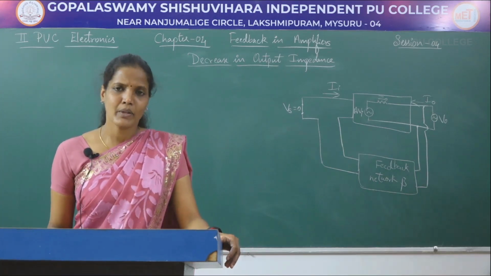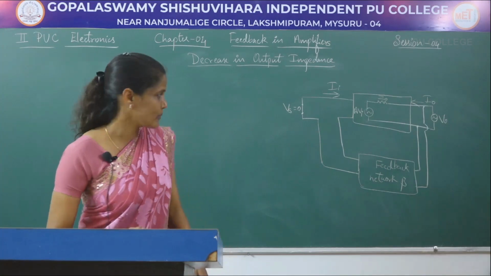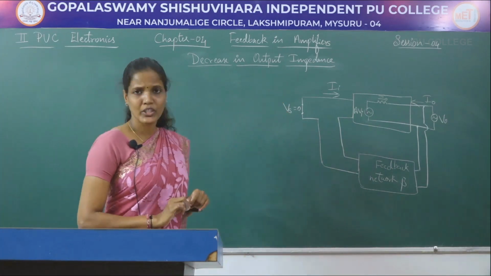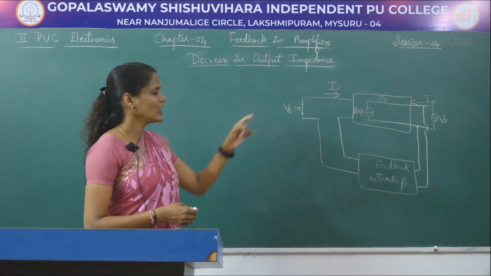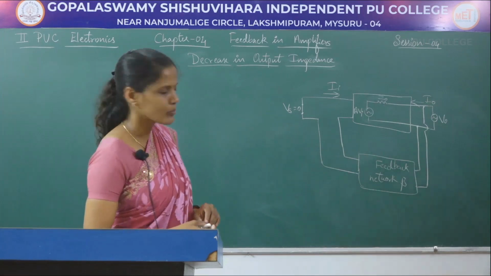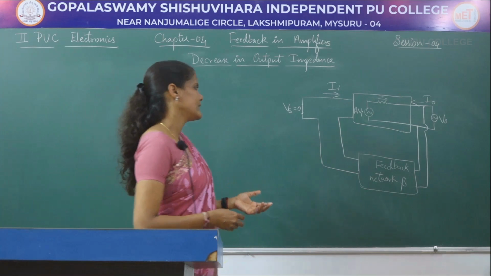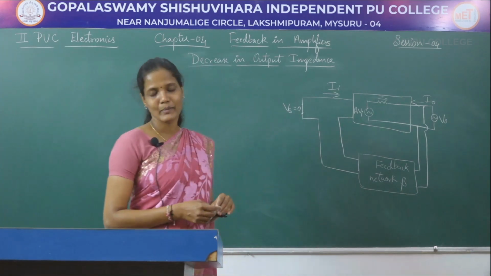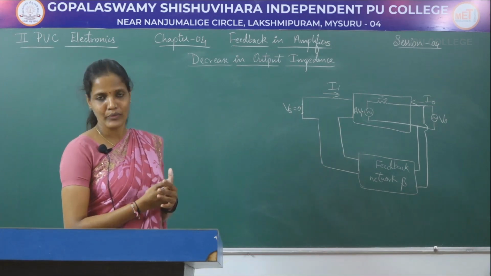Here in this diagram, our output source V0 will be connected across the output. Ii is the input current. Vs is the input voltage which will be shorted. I0 is the output current, V0 is the output voltage, Z0 is the output impedance, and A into Vi is the output voltage, that is, A into Vi is V naught.